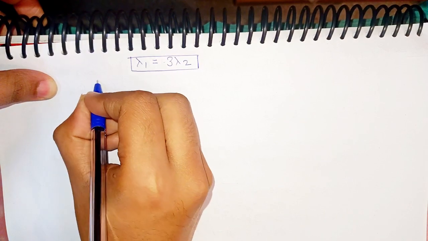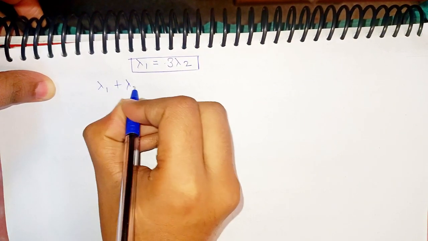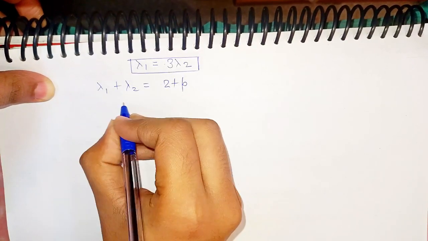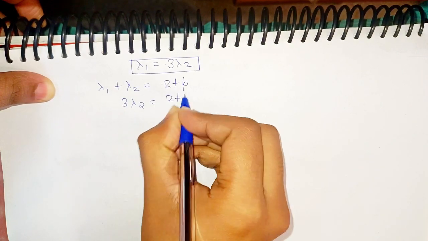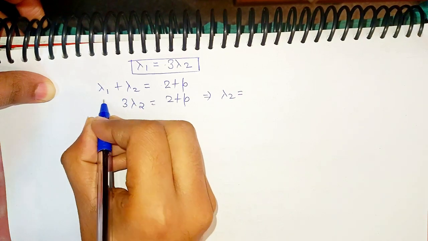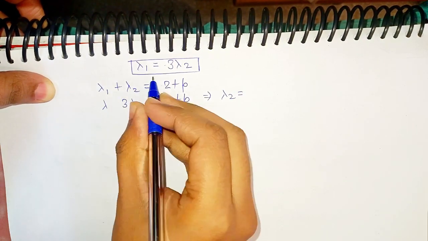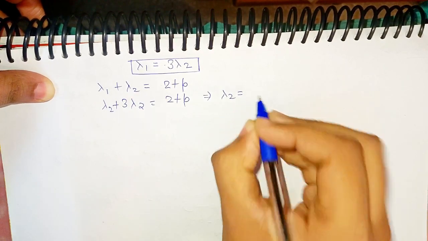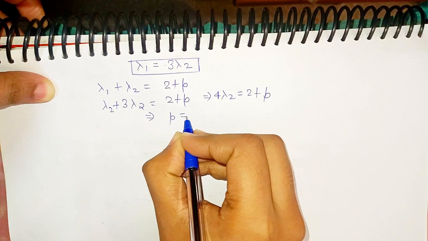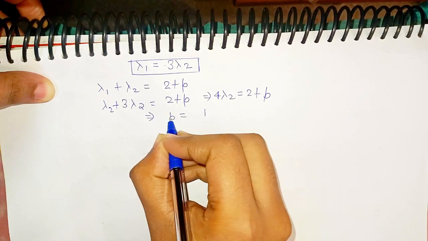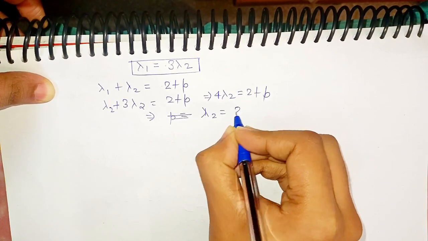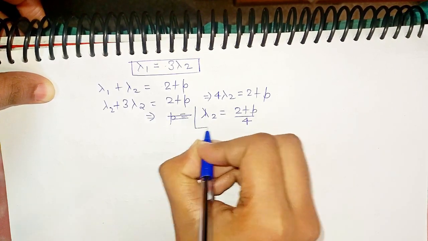We have the first equation as lambda 1 plus lambda 2 is equal to 2 plus p. So substitute the value of lambda 1 here. You will get 3 times lambda 2 plus lambda 2, that means 4 lambda 2 is 2 plus p. Because we finally want to calculate the value of p only, lambda 2 is equal to (2 plus p) divided by 4.